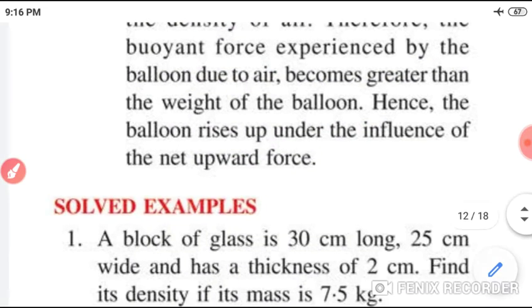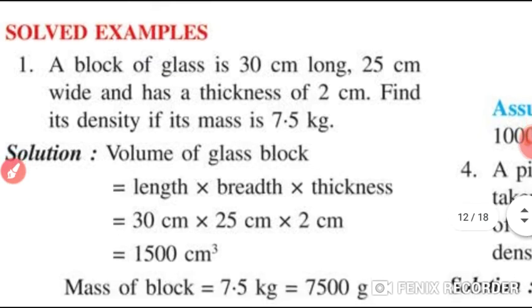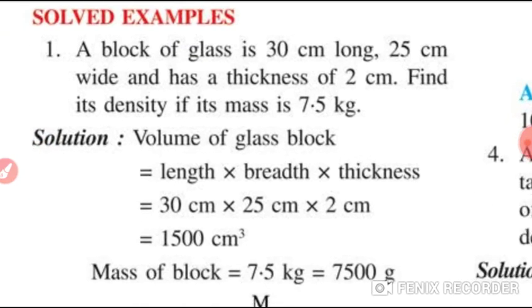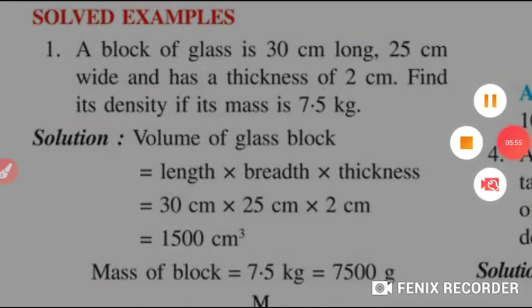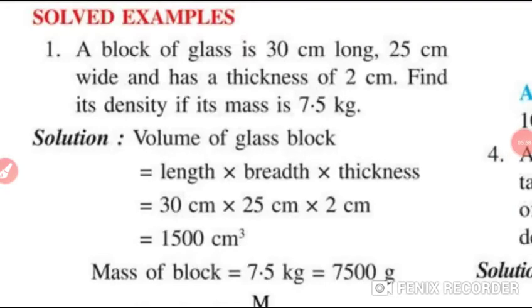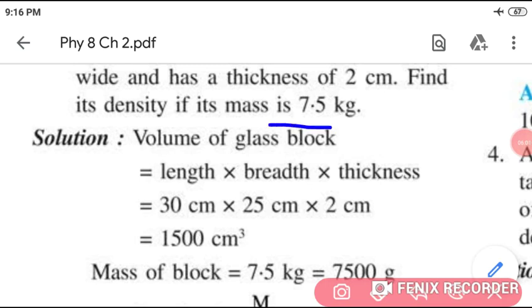So students, there are some solved examples. Let's see these examples. A block of glass is 30 centimeter long, 25 centimeter wide, and has a thickness of 2 centimeter. Now you have to find its density if the mass is 7.5 kilogram.